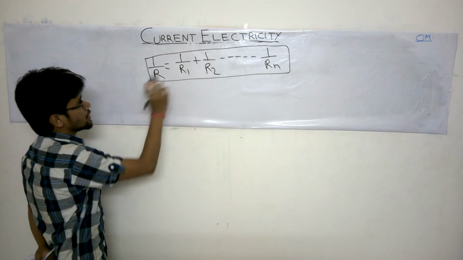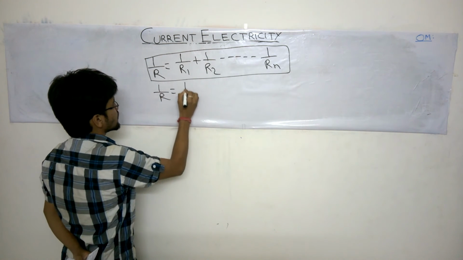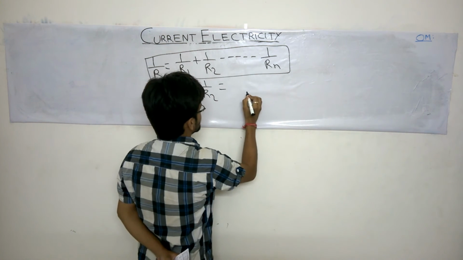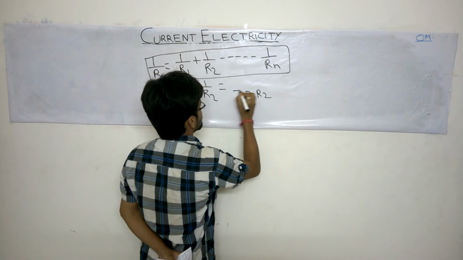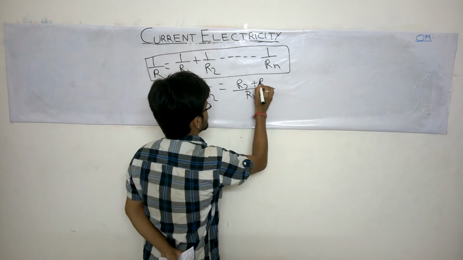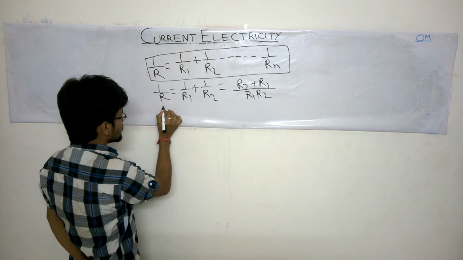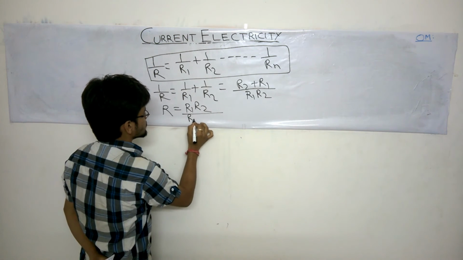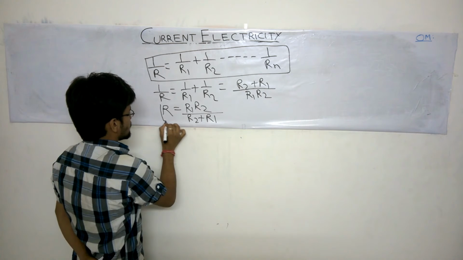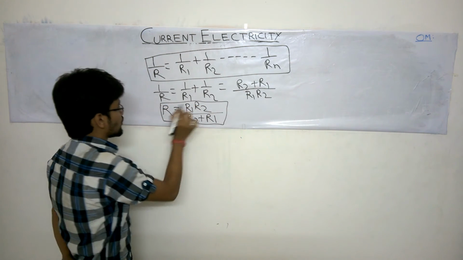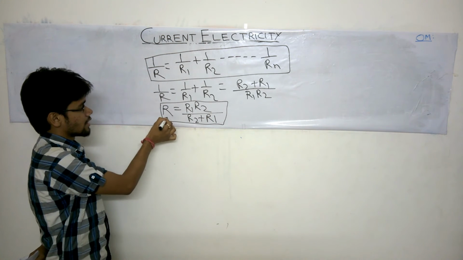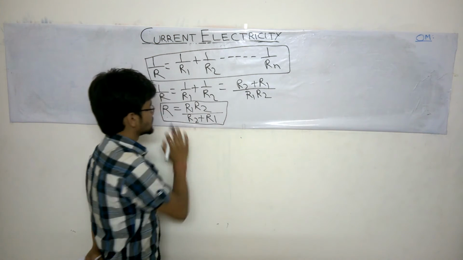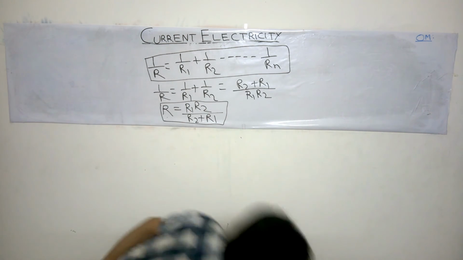Now suppose we have only two resistors, right? 1 by R is equal to 1 by R1 plus 1 by R2. How do we solve this? We take LCM: R1 into R2 by R2 plus R1. Now this is the value for 1 by R. Now what will be the value for R? R is equal to R1 into R2 by R2 plus R1. So when we need to find the equivalent resistance for just two resistors in a circuit, we can directly use this formula. So that is time efficient. Okay, now this is done. Now we'll move on to numericals.